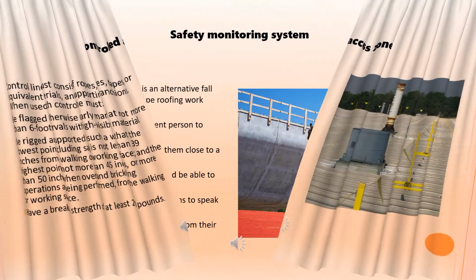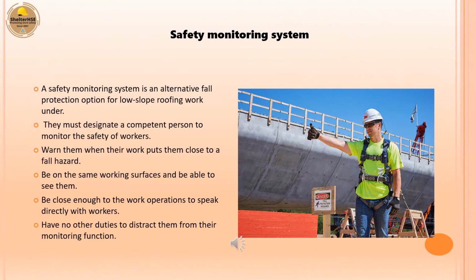A safety monitoring system is an alternative fall protection option for low-slope roofing work. They must designate a competent person to monitor the safety of workers, warn them when their work puts them close to a fall hazard, be on the same working surface and be able to see them, be close enough to the work operations to speak directly with workers, and have no other duties to distract them from their monitoring function.